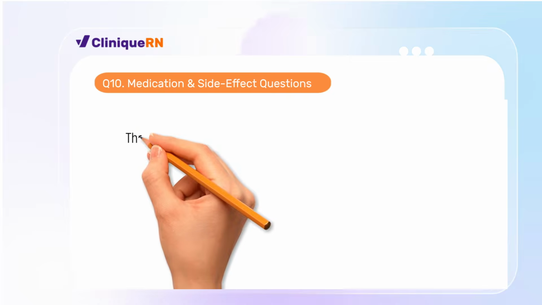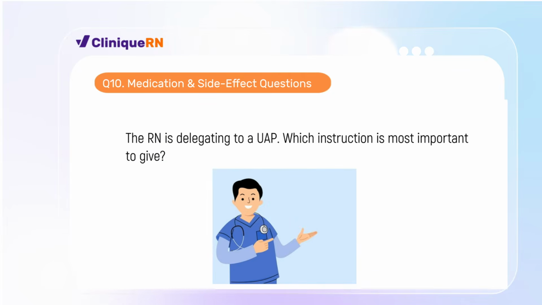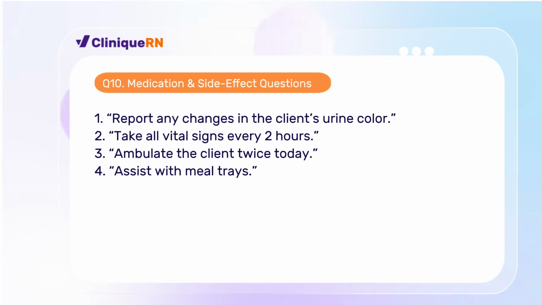Question 10. The RN is delegating to a UAP. Which instruction is most important to give? 1. Report any changes in the client's urine color. 2. Take all vital signs every 2 hours. 3. Ambulate the client twice today. 4. Assist with meal trays.